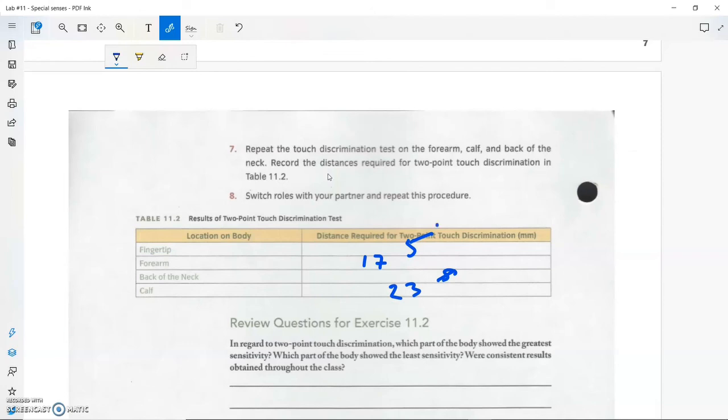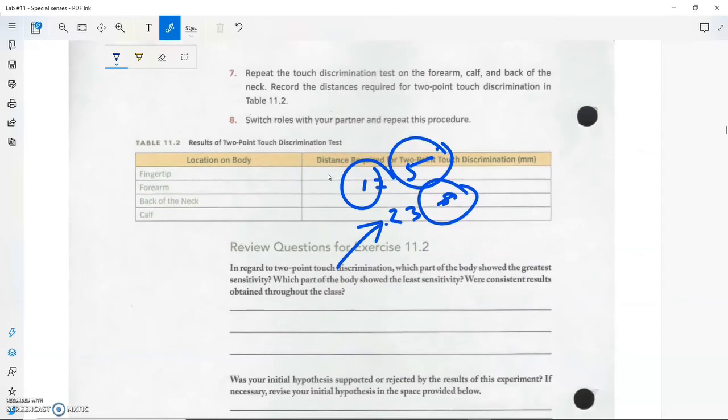You can see that for the fingertip, fingertip is the most sensitive. Forearm is much less. Back of the neck is an incredibly sensitive area as well. And calf is not sensitive at all. So which part of the body shows the greatest sensitivity? Fingertip. Least sensitivity, calf.